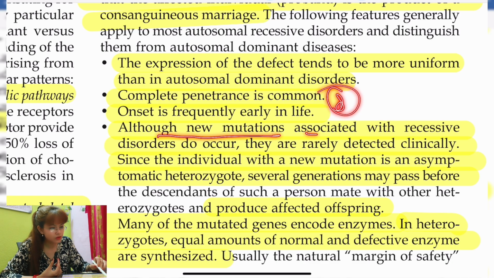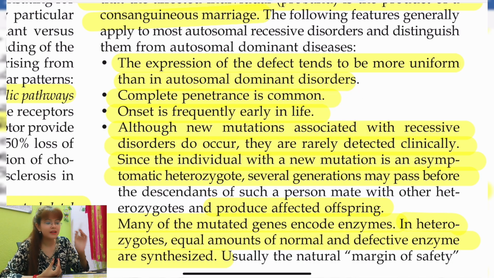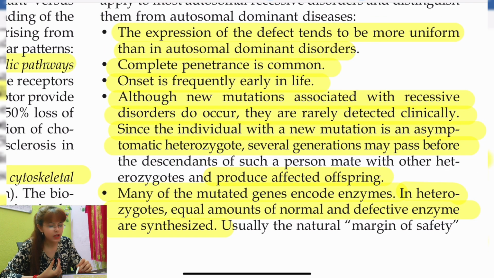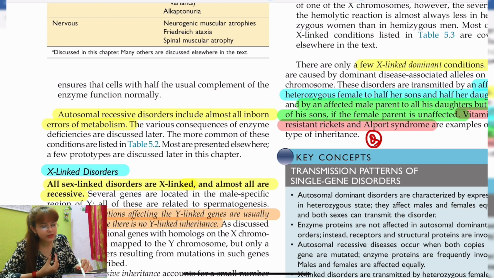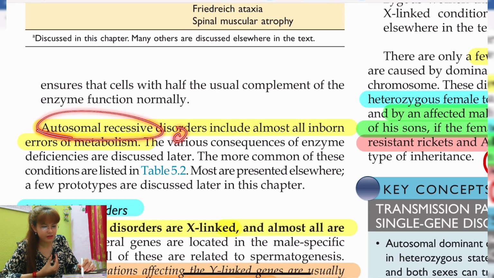Although new mutations associated with recessive disorders do occur, new mutations are rarely detected. So new mutations are not that commonly found here, but they can be seen in the autosomal dominant disorders, mind you. Many of the mutated genes code for enzymes, and in the heterozygotes, equal amounts of normal and defective enzyme are synthesized. So enzyme defects are usually autosomal recessive. So the inborn errors of metabolism are almost always autosomal recessive. Very, very important points, and a very important point to correlate.